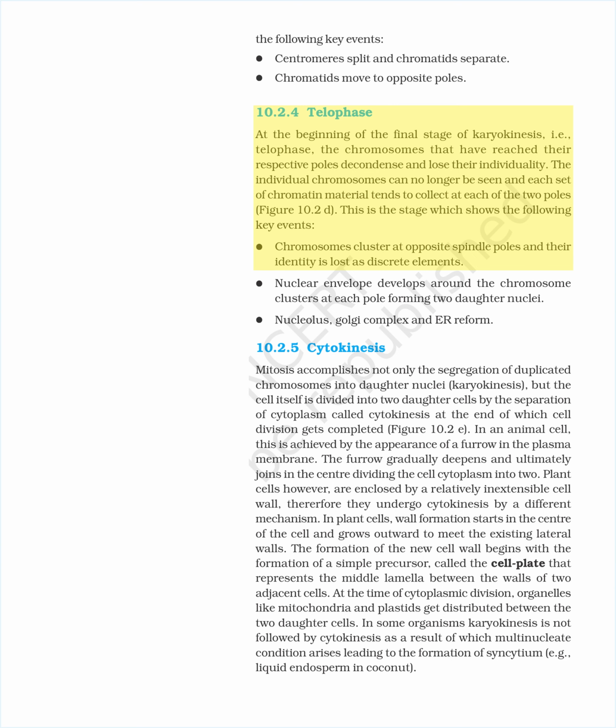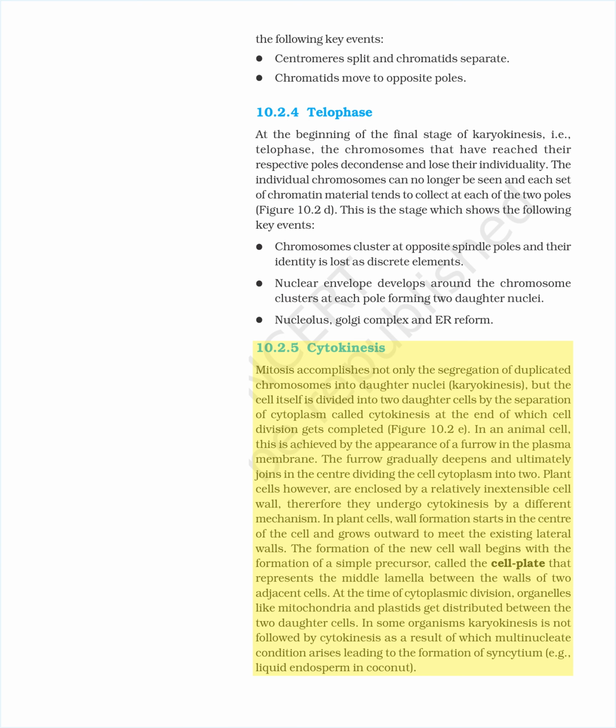This is the stage which shows the following key events: Chromosomes cluster at opposite spindle poles and their identity is lost as discrete elements. Nuclear envelope develops around the chromosome clusters at each pole forming 2 daughter nuclei. Nucleolus, Golgi complex, and ER reform.